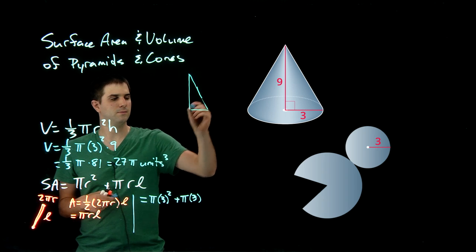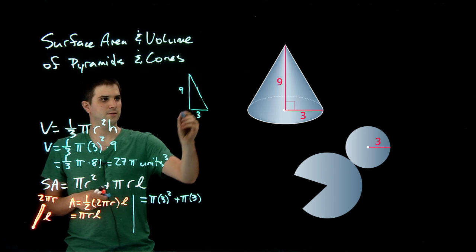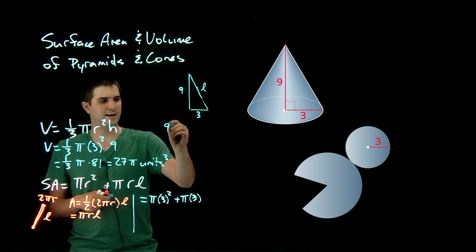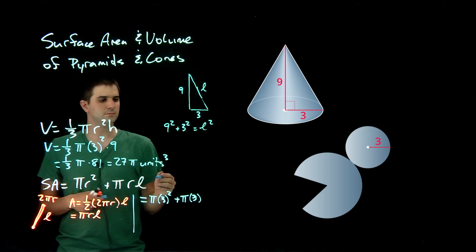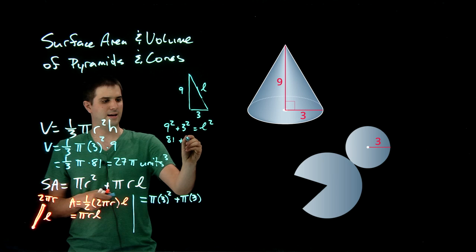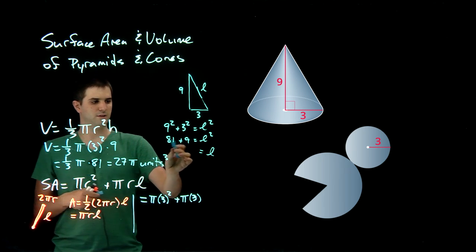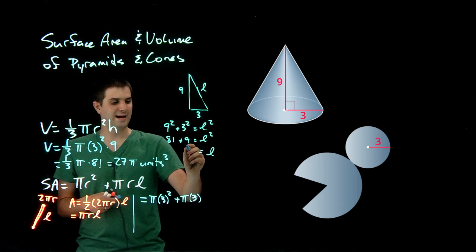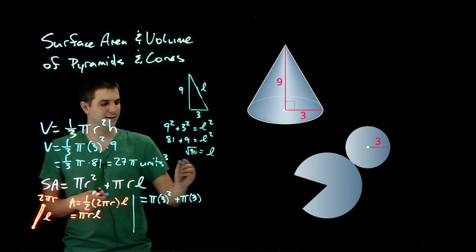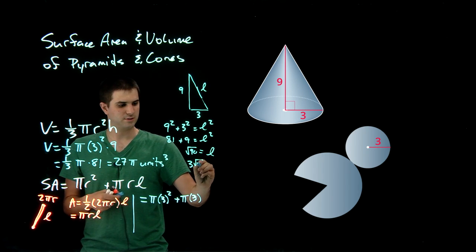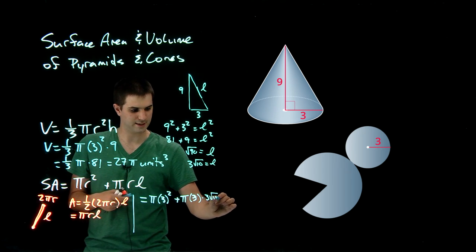So this is going to be 9. This will be 3. This is L. So 9 squared plus 3 squared equals L squared. So 81 plus 9 equals L squared. So L equals, that's going to be 90. So if you root 90, that'll be root 90. We can reduce root 90 to 3 root 10 equals L. Okay, so L is going to be 3 root 10.